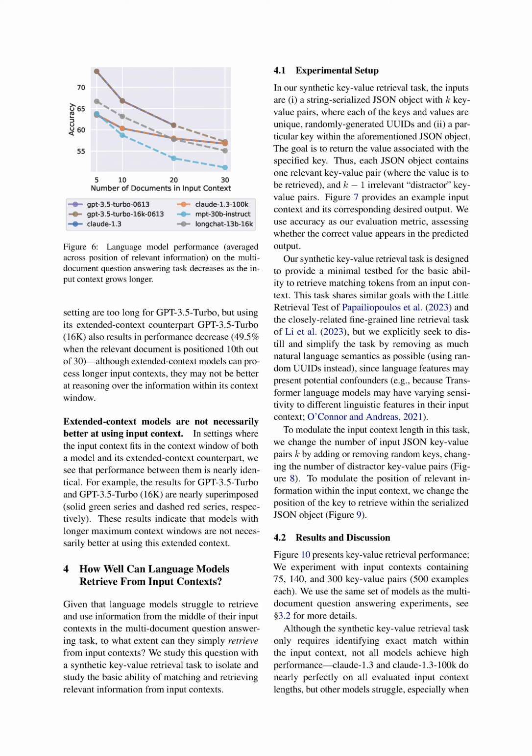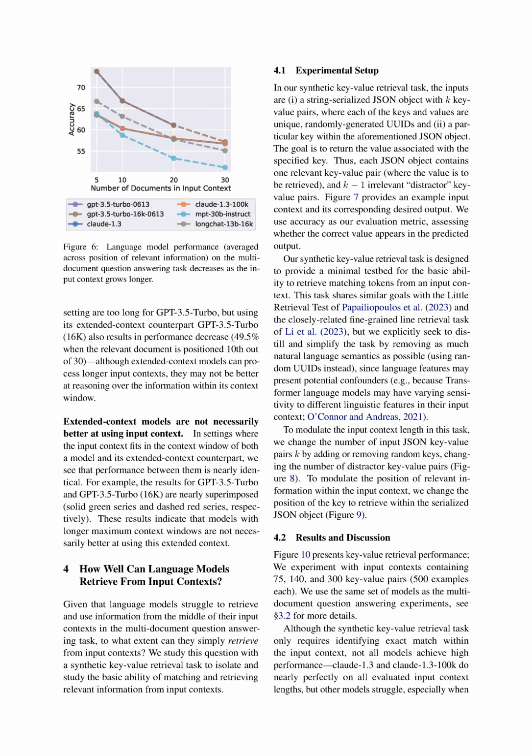The task is designed to isolate the basic ability of matching and retrieving relevant tokens from the input context, without the influence of natural language semantics. Section 4.2 Results and Discussion. In Section 4.2 of the paper, we explore key-value retrieval performance using different input contexts made up of 75, 140, and 300 key-value pairs, with 500 examples for each.